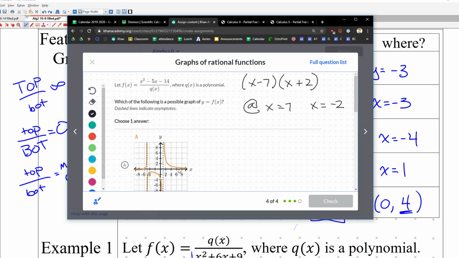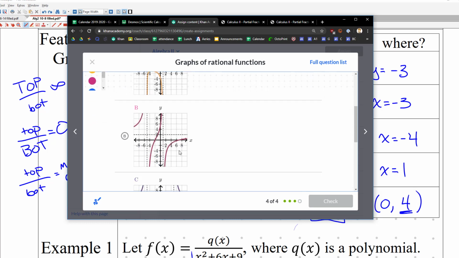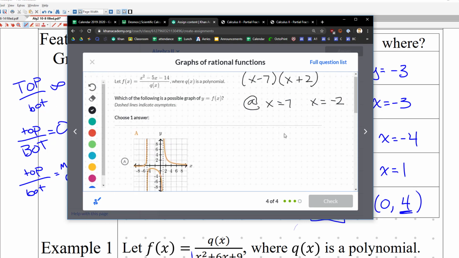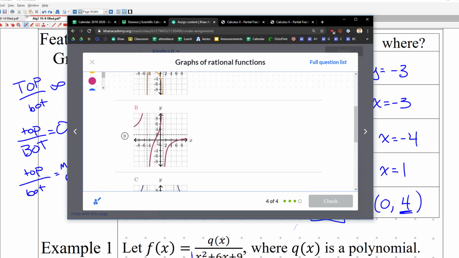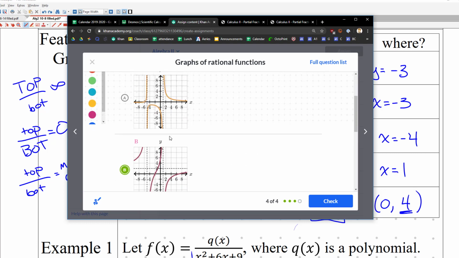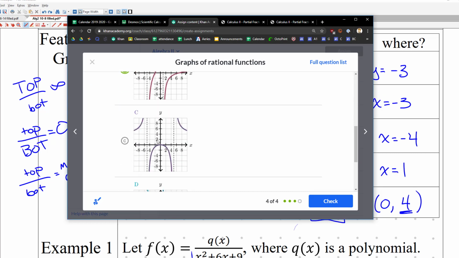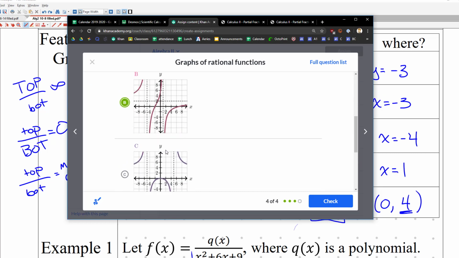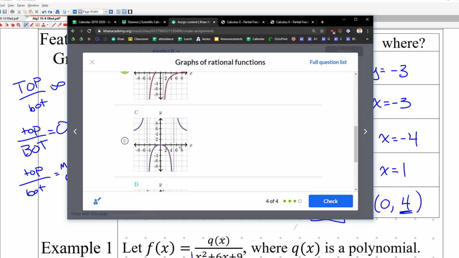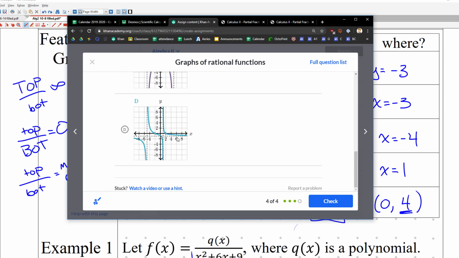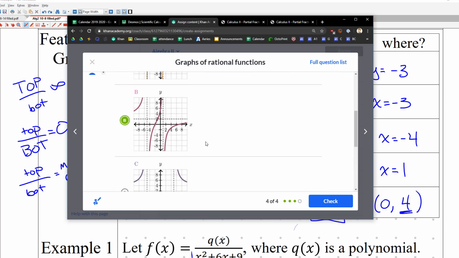So at 7, nothing happens, not A. At B, at 7, okay, it crosses the x-axis. That's good. Let's check negative 2. At negative 2, oh yeah, crosses the x-axis. So the answer is B. It can be either crossing the x-axis or it can be a removable discontinuity. What about C? C at 7, nothing happens. At 7, nothing happens. Okay, yep, so the correct answer is B.